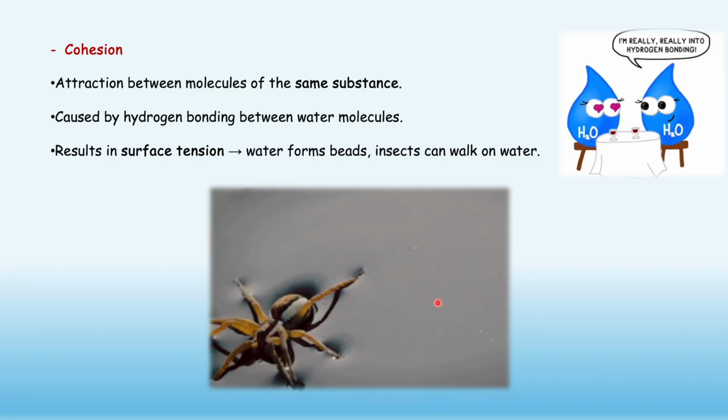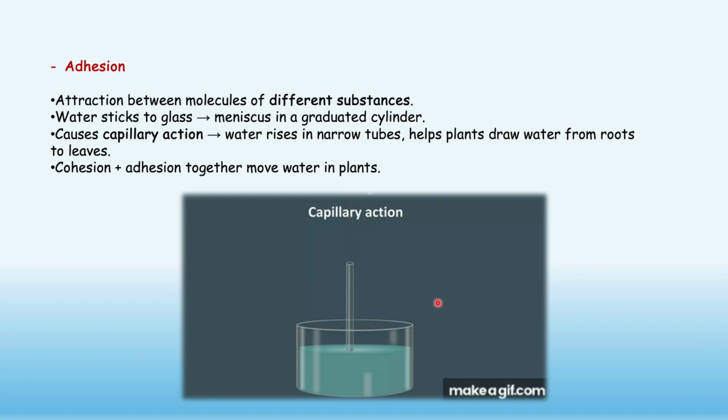picture. Let's move on. The second property is adhesion. What is adhesion? It's the attraction between water molecules and different substances, like when water sticks to glass, to paper, to fabric, even to xylem. Xylem, as you know, is the plant vessels. Now, adhesion together with cohesion makes something we call capillary action.